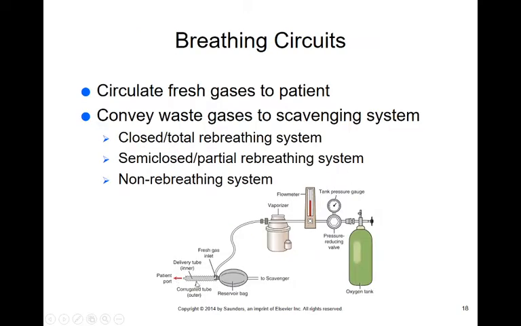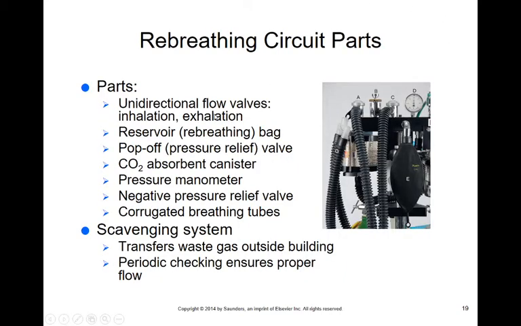Non-rebreathing will be 1 tube going in and an outer tube. The delivery tube is inside. The outer tube takes things away. That's called the non-rebreathing system. So with a rebreathing system, it's unidirectional flow valves going in, one going out.